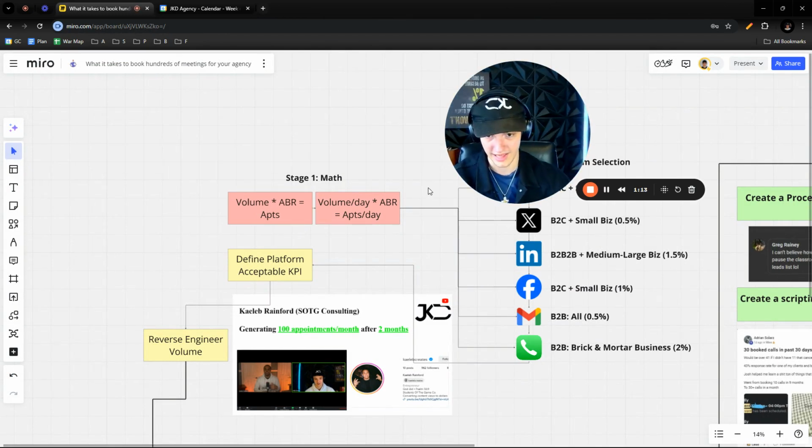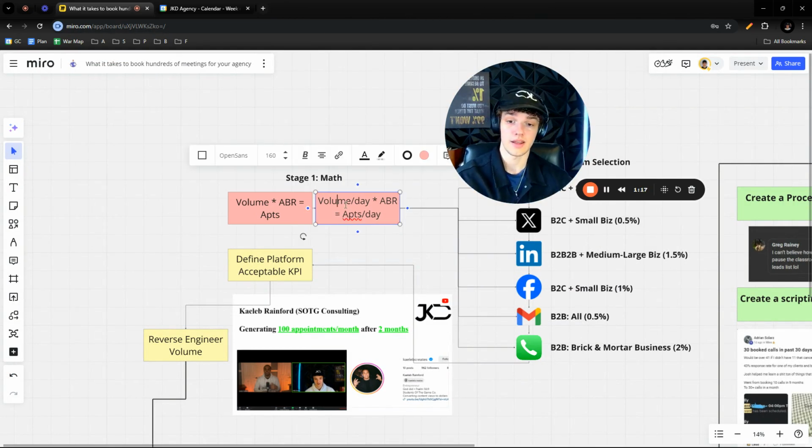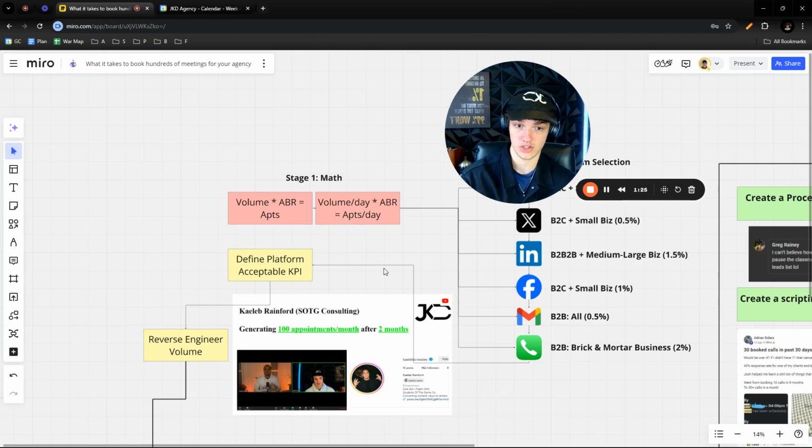And if you want to put this on a daily level, so 1 appointment per day, that's 30 meetings a month, right? Then that would mean you'd need to do 100 outreaches per day at a 1% appointment booking rate to get that 1 appointment per day, okay? And you can essentially reverse engineer from this exactly how many appointments you want to get.